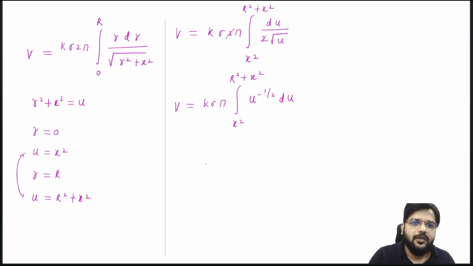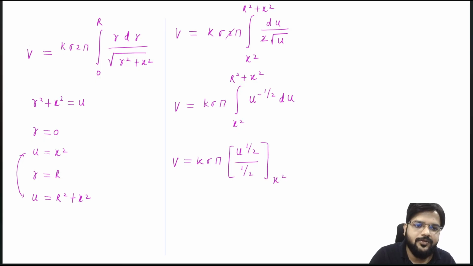Correct? Now do the integration, everyone. So v equal to k sigma pi. Integration of u power minus 1 by 2 is what? It is u power minus 1 by 2 plus 1, divided by minus 1 by 2 plus 1. So what we will get, everyone? U power 1 by 2 divided by 1 by 2, and the limit is x square to r square plus x square. So after the integration, we get this step, everyone.